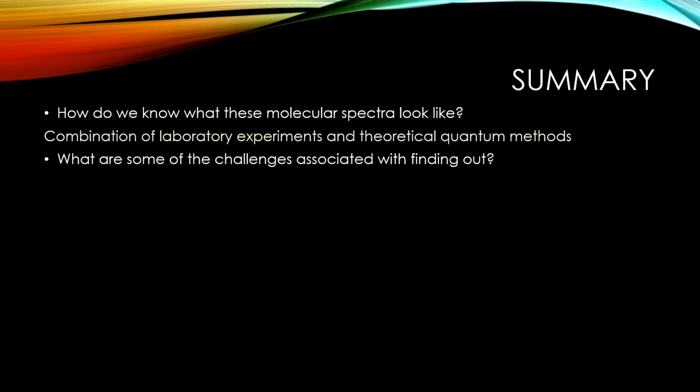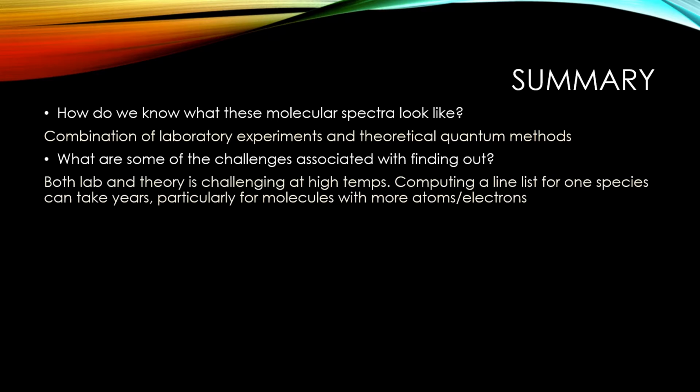What are some of the challenges associated with this? So both the lab and the theory are challenging at high temperatures. Computing a line list for one species can take years. It's very computationally intensive, particularly for molecules with more atoms or electrons. And I didn't go into this, but also there are other complexities associated with certain species, such as interacting states. So that might be why, if you want to know what a particular species looks like, it might not be currently available.